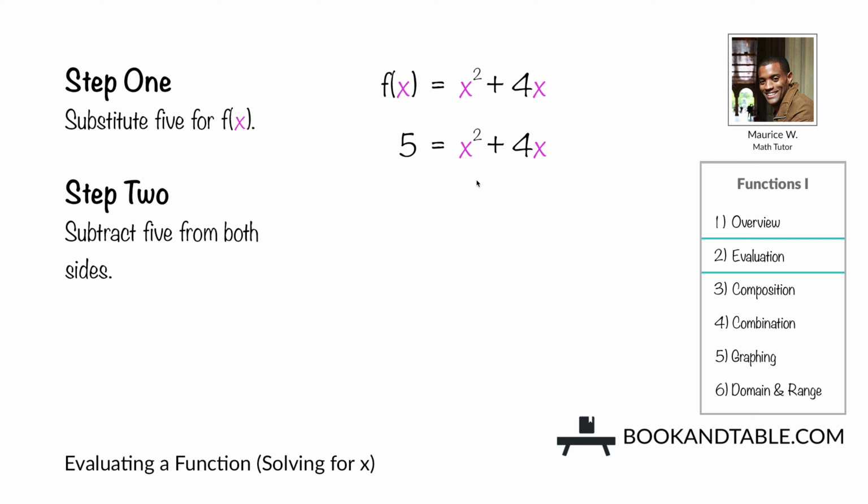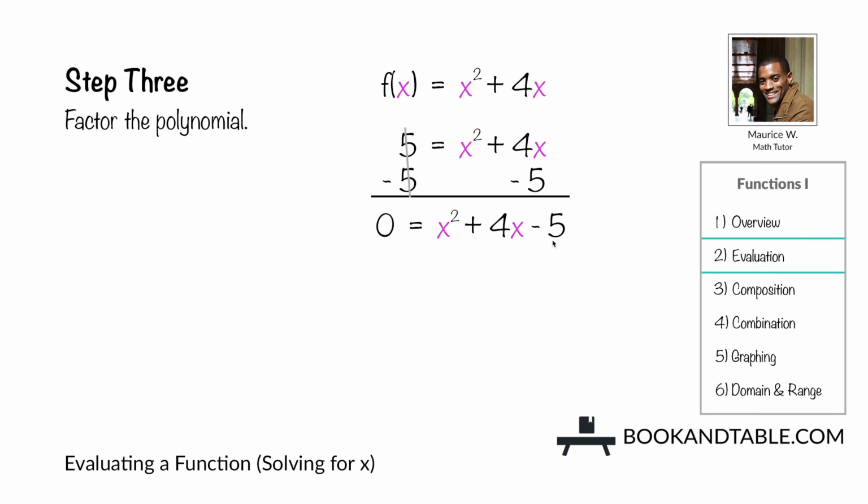So the first thing we want to do is substitute 5 for f of x, giving us 5 is equal to x squared plus 4x. And now, since we have a quadratic, we want to move 5 to the right side and then factor the expression. So we'll subtract 5 from both sides, giving us 0 is equal to x squared plus 4x minus 5. And now the third step, we want to factor the polynomial.